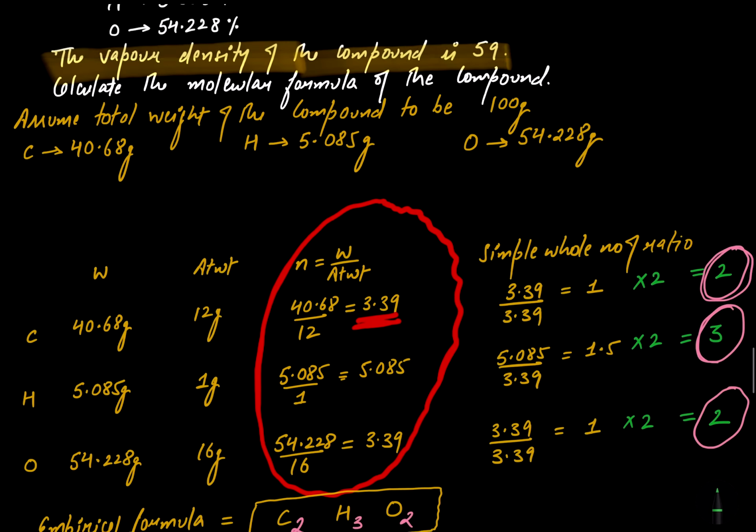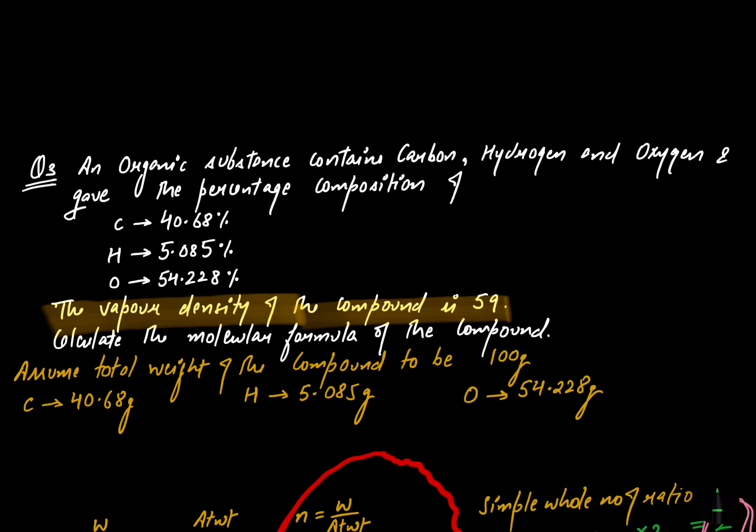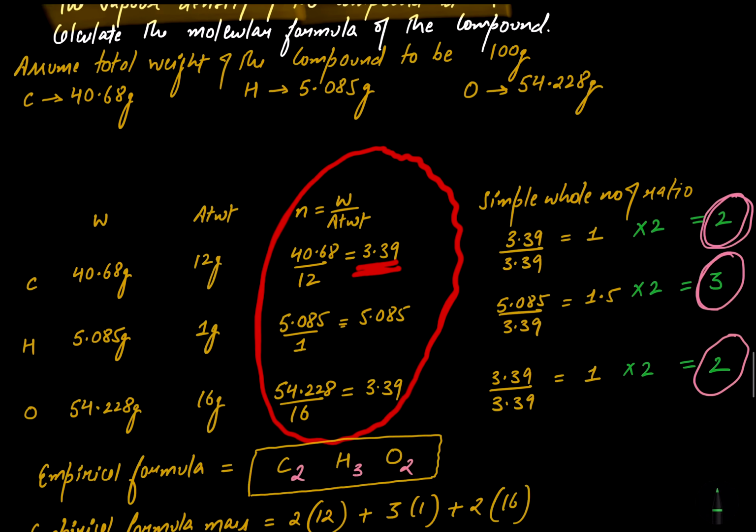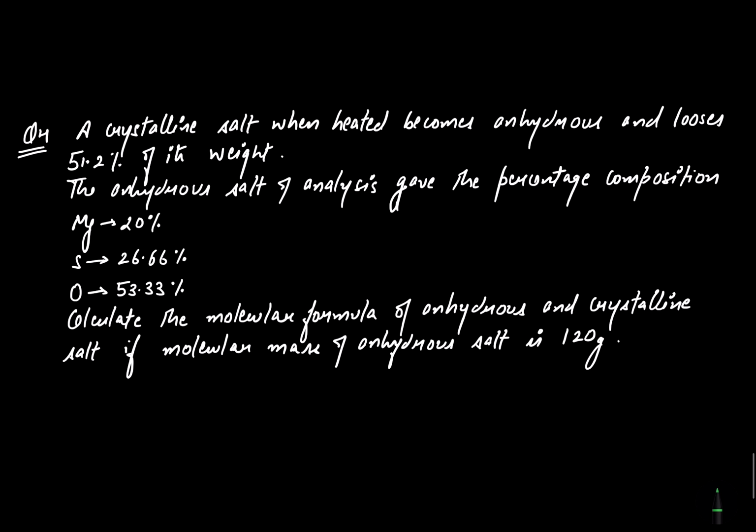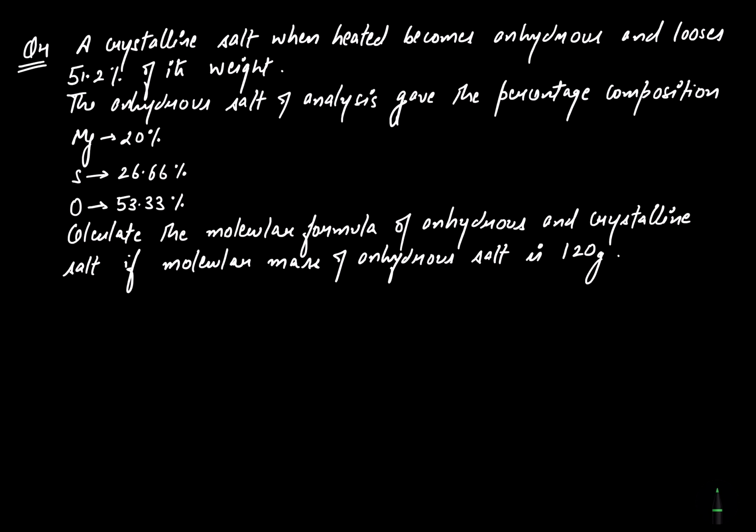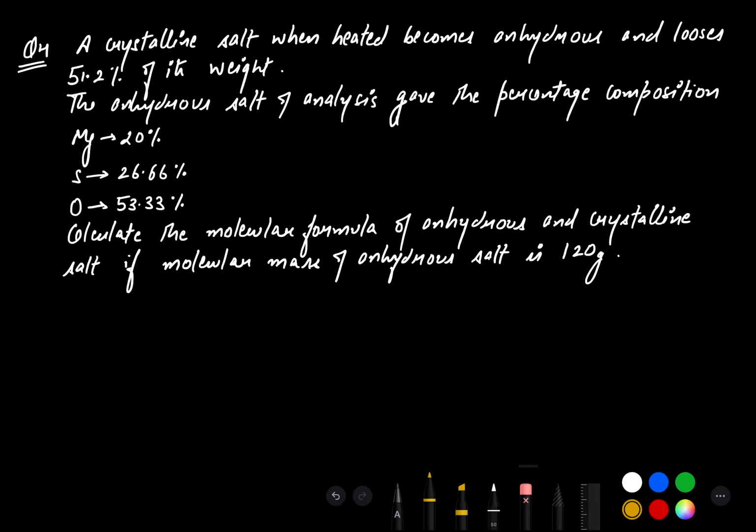Hopefully, my dear students, you got this numerical also. So I'm moving to the next numerical, numerical number 4. A crystalline salt when heated becomes anhydrous and loses 51.2% of its weight. The anhydrous salt on analysis gave the percentage composition of magnesium, sulfur, oxygen. Calculate the molecular formula of the anhydrous salt and the crystalline salt, and its molecular mass, if the molecular mass of the anhydrous salt is 120 grams.